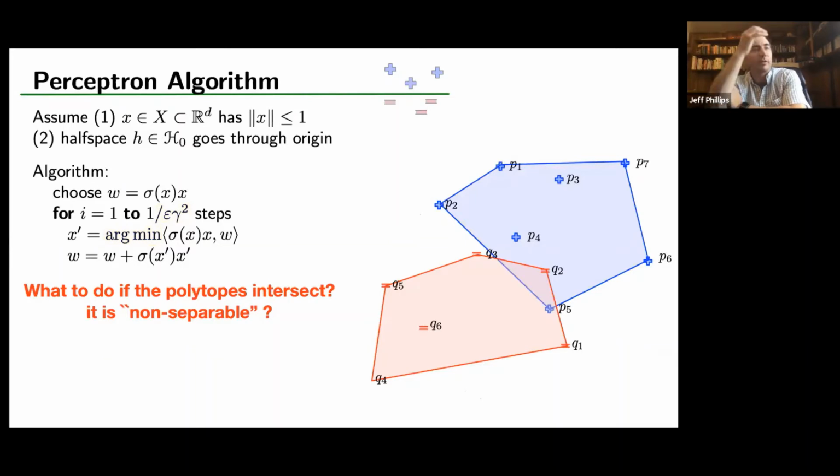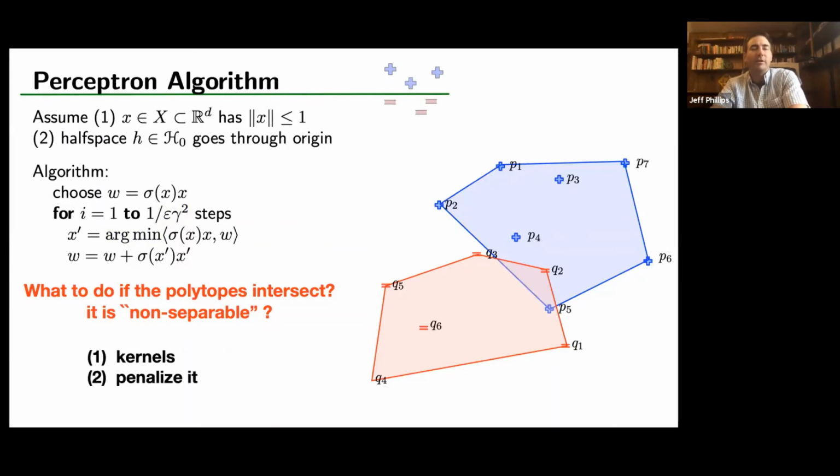So this worked if the data was separable, if there exists a perfect classifier. But that's not always the case. So in geometry, we would think about this as if the two polytopes were overlapping with each other. If they're overlapping with each other, there's no way to separate them. This is an equivalent way of thinking about this. And so what should I do in this case?